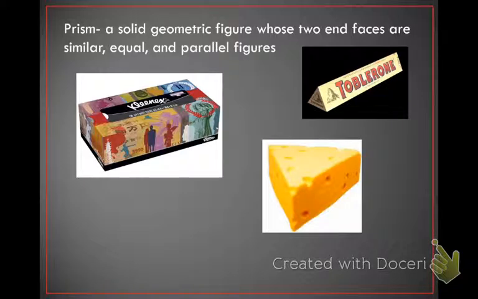And then this stumped my first hour. What kind of prism is this? It's still triangular and a triangle. It's a cheese.